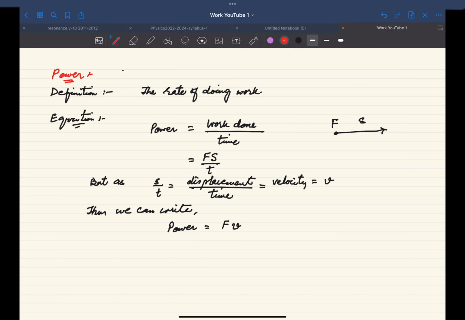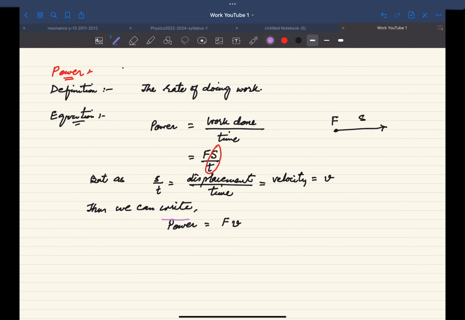Then what actually have we done? We have replaced this S by T by V. It means that you can also use this equation for power when you are considering force and velocity. And of course, the basic equation is work done per unit time. So these are two possible equations for power.